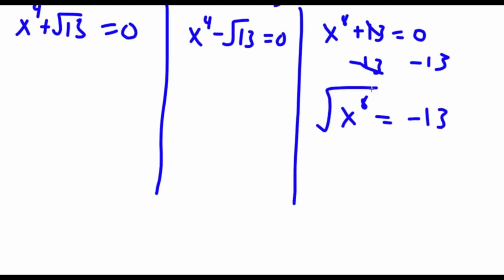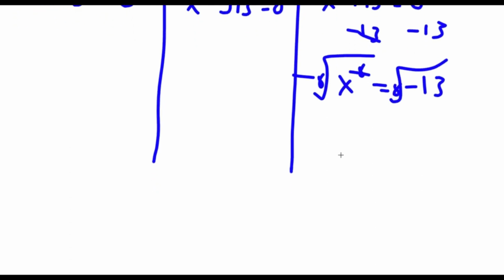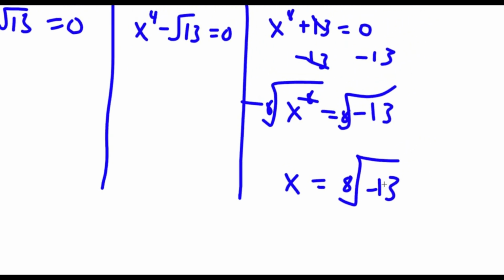So now if I take the 8th root on both sides, these two cancel out, and I'm left with x is equal to the eighth root of negative 13. And you actually can't take an even root on a negative number. So this is wrong.